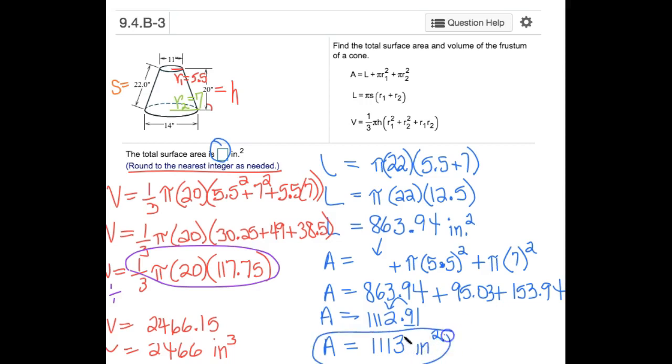So here's the surface area, and here is the volume. I hope that helps. Let me know if you have further questions.